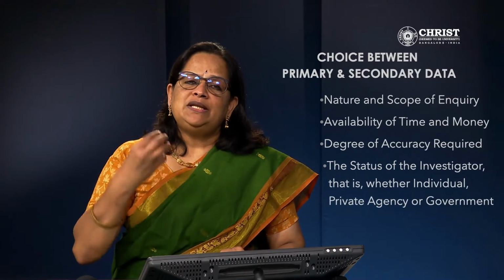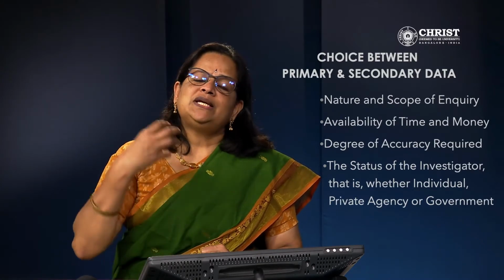science. Next is the status of the investigator. That is whether an individual is doing the survey or a private agency is doing or a government is doing. See, in the case of individual, they don't have much time, they don't have much money, they don't have much resources. So even if they are collecting a primary data, they will always try to limit the number of respondents. Whereas if it's a private agency, sometimes it will be sponsored by an organization. Then they have the resources, they can appoint respondents, they can appoint investigators, and they can collect the data. Whereas if it's government, they have the time, they have the money, they have the resources. So they can collect detailed primary data.